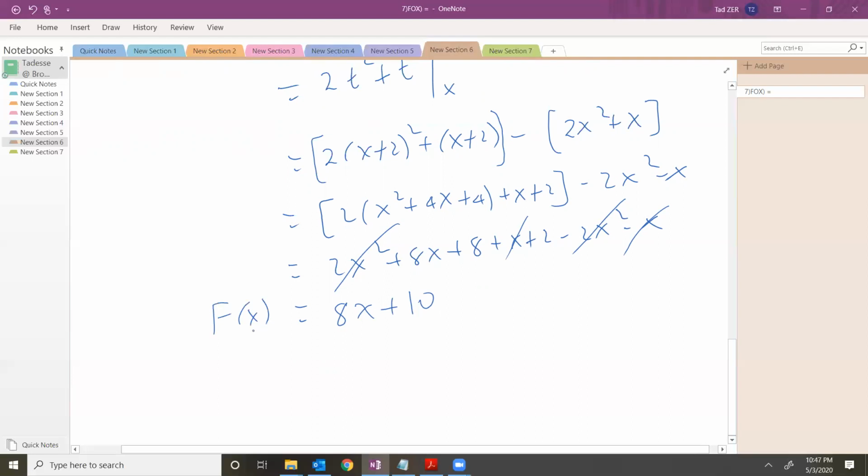But the question is find the derivative, right? So I just find the derivative of this, which is 8. So in both cases, the answer is the same.